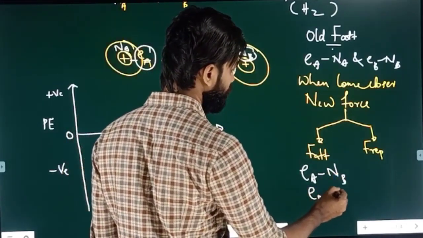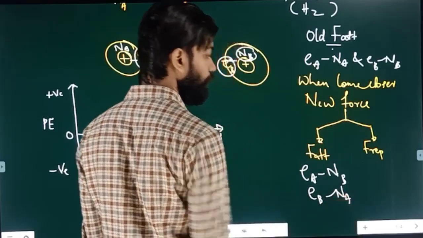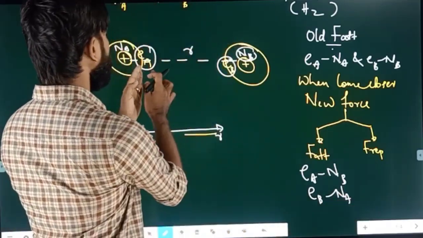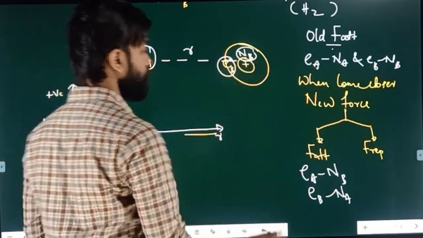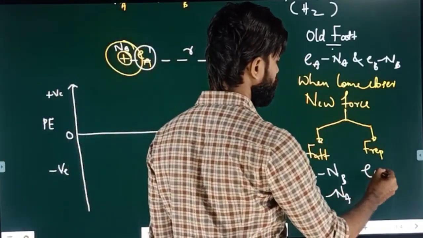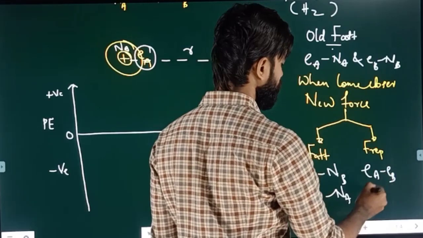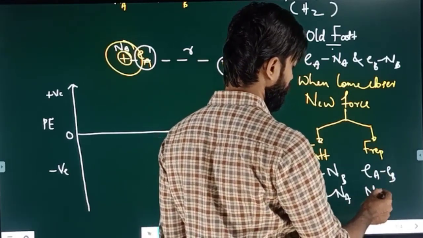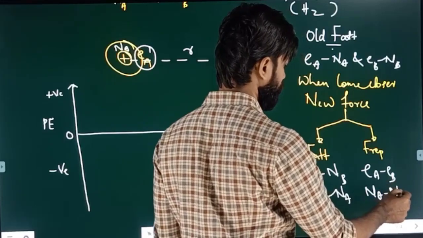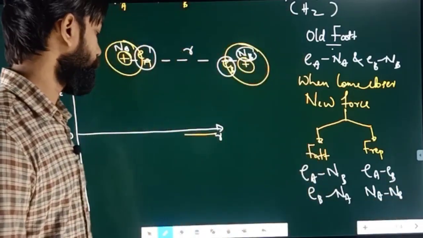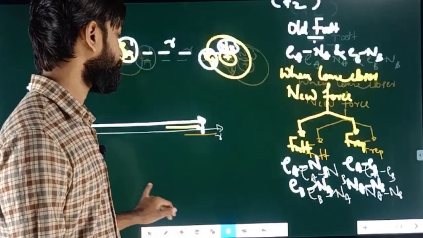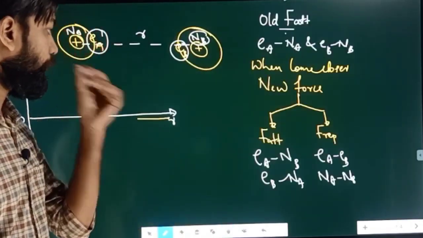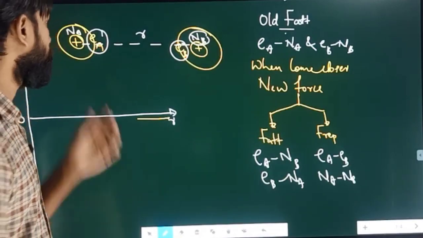And Eb may attract with Na. And there is a chance for repulsion when they come closer. Electron repulsion, nucleus repulsion. So there are two kinds of repulsion also: Ea, Eb repulsion, as well as Na, Nb repulsion.